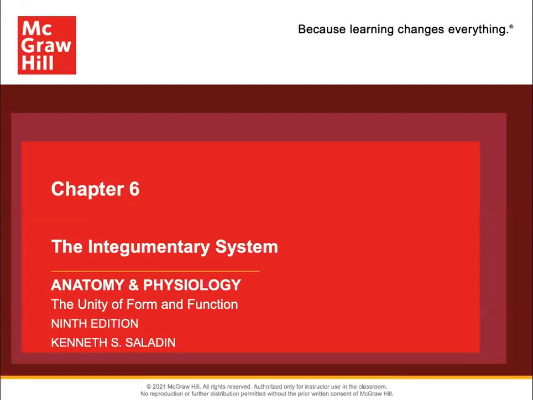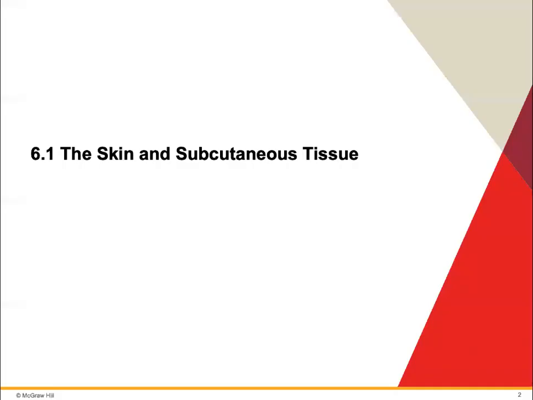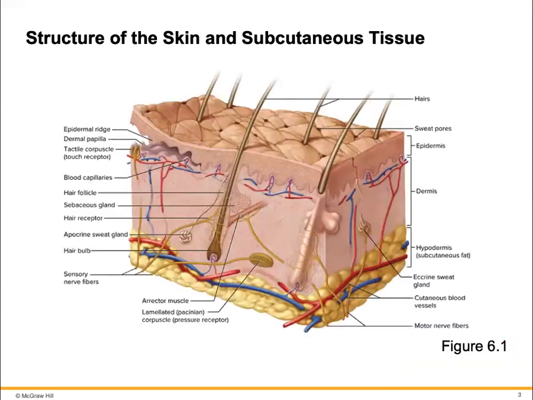So the integumentary system is the first body system that we start to focus on in A&P. Now that we've got chapters 1 through 5 under our belt, we have a good firm foundation for understanding the systems. So when we start to look at the integumentary system, we are focused on the skin and the subcutaneous tissue. And figure 6.1 is an excellent figure that shows you the relationship between the three layers that, when combined, create our actual skin.